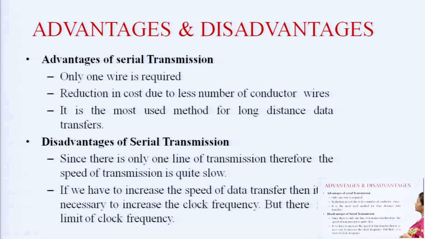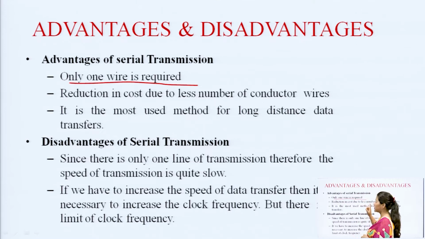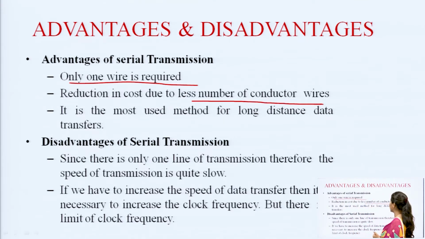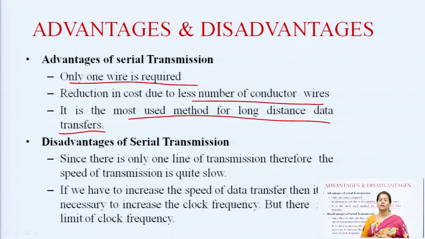Now, when we are talking about the advantages and disadvantages, advantages of serial transmission: only one wire is required, that is the saving of hardware. Reduction in cost due to the smaller number of conductor wires. Cost is directly or indirectly related to the hardware, so since less hardware is used in serial transmission, the cost will be low. It is the most used method for long distance data transfers. Since there is no problem of crosstalk, this transmission method can be used for long distance communication.